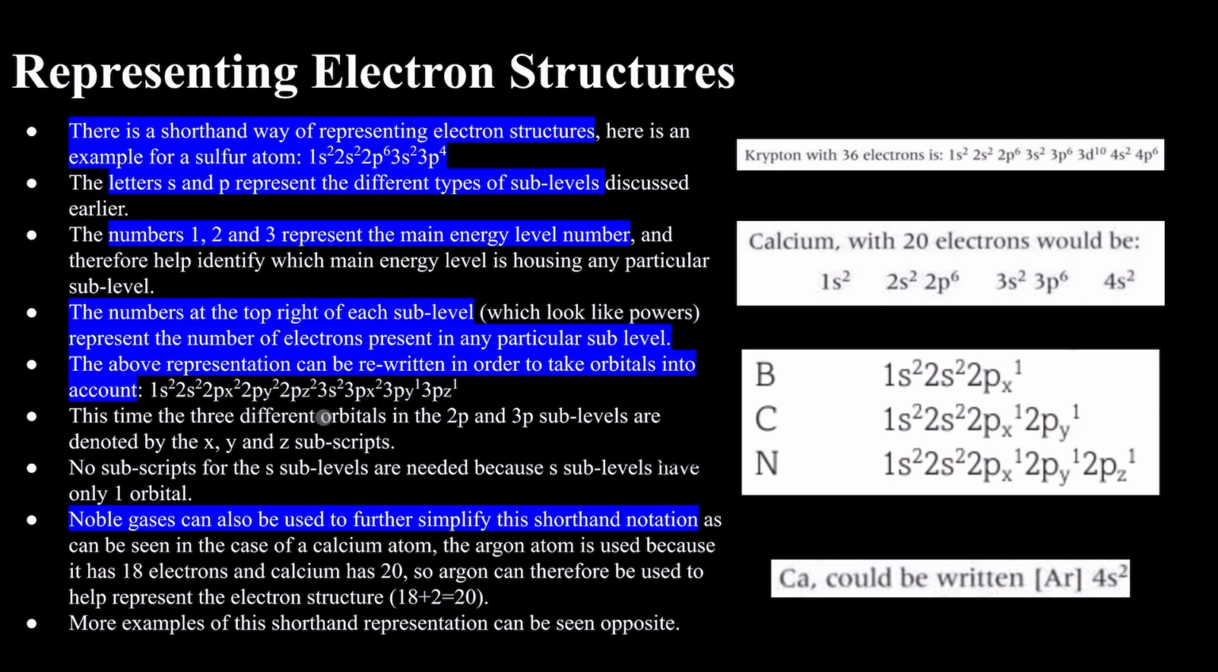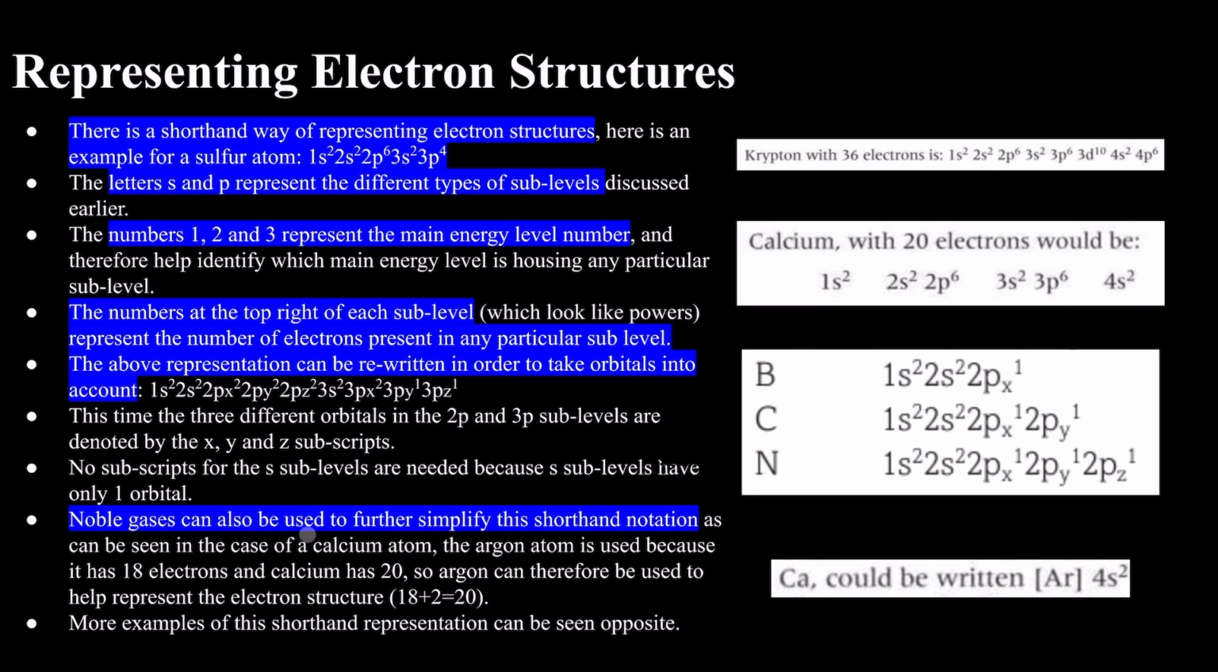This time the 3 different orbitals in the 2p and 3p sublevels are denoted by the x, y, and z subscripts. No subscripts for the s sublevels are needed because s sublevels have only one orbital, so we don't need to write any x because there's just one orbital in the s sublevel.